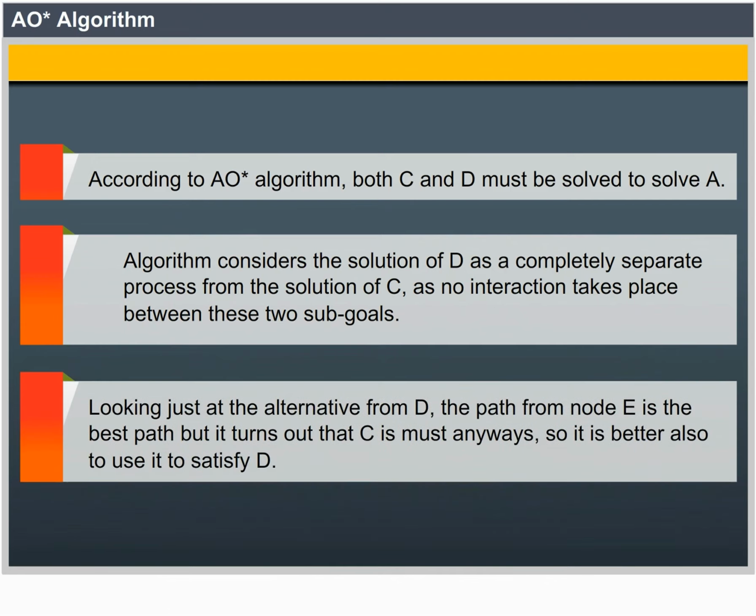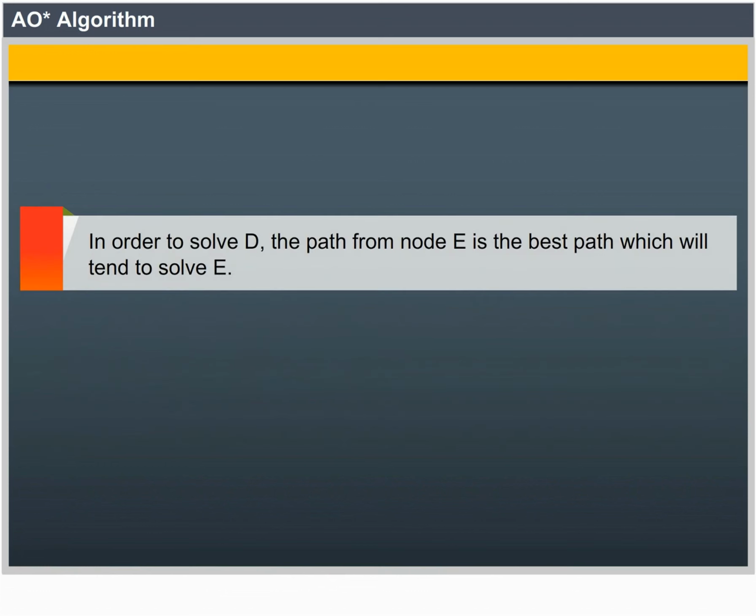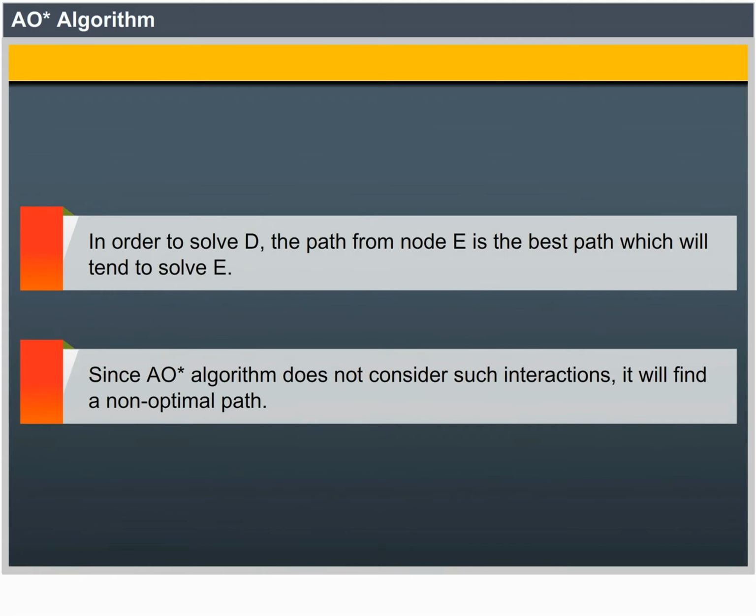Looking just at the alternatives from D, the path from node E is the best path, but it turns out that C is needed anyway, so it is better to also use it to satisfy D. In order to solve D, the path from node E is the best path, which will tend to solve E. Since the AO-star algorithm does not consider such interactions, it will find a non-optimal path.